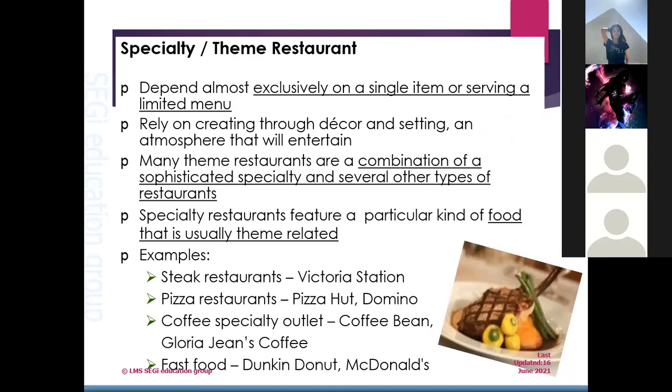Specialty restaurant example. Look at the example. Victoria Station. This is specialized in steak food. Pizza Hut, Domino's, specialized in pizza. Coffee Bean, Gloria Jeans, specialized in coffee. And there is Dunkin Donuts, which is specialized in donuts.